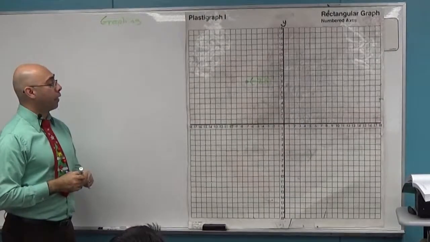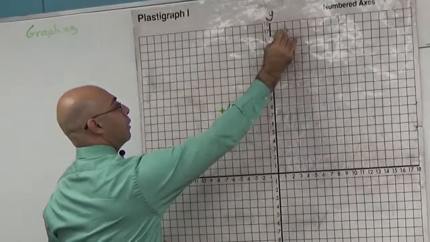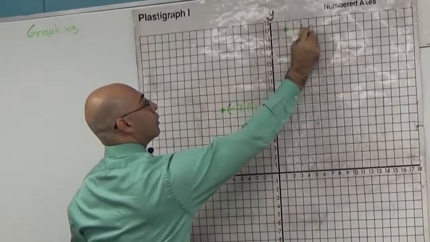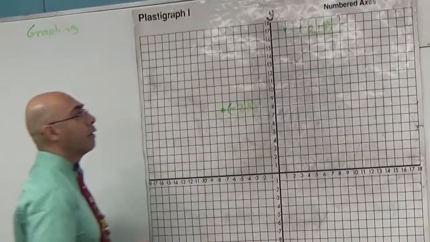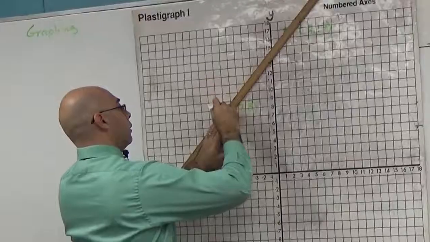Now, if I had another point, say, I don't know, let's say this point right here. You know that's going to be (2, 17). And once I have those 2 points, I can connect them to make a line.